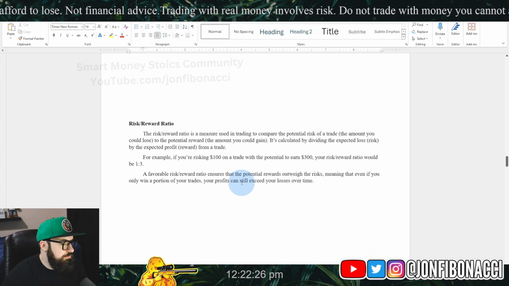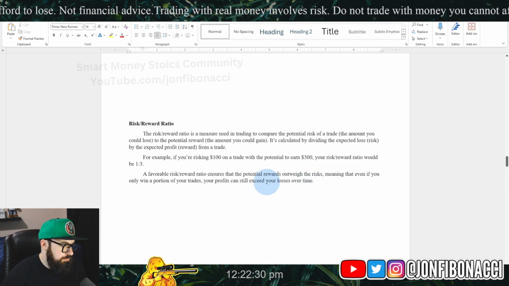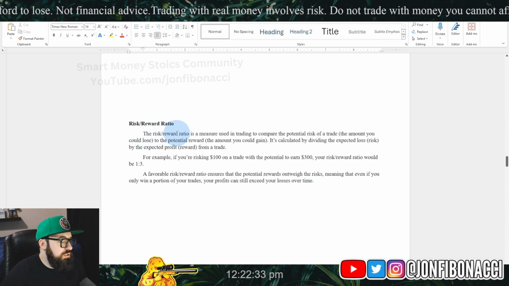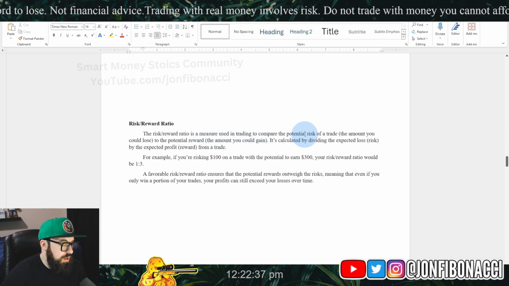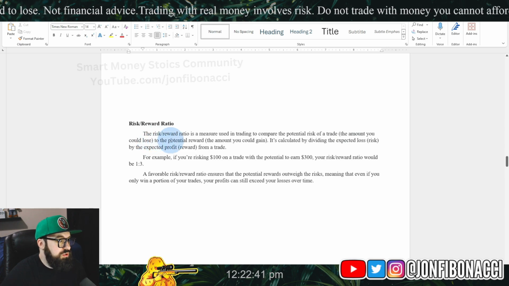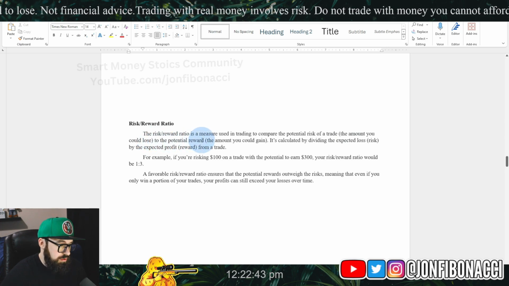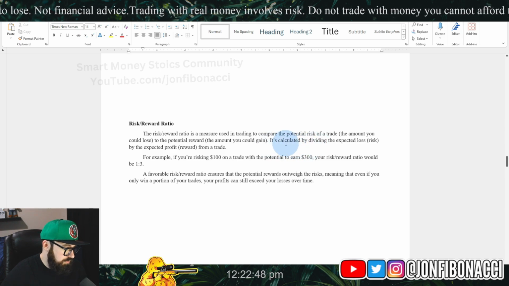All right, here's a big one. RR, or risk-reward ratio. The risk-reward, or RR, is a measure used in trading to compare the potential risk of a trade, which is the amount you could lose, to the potential reward, which is the amount you could gain.